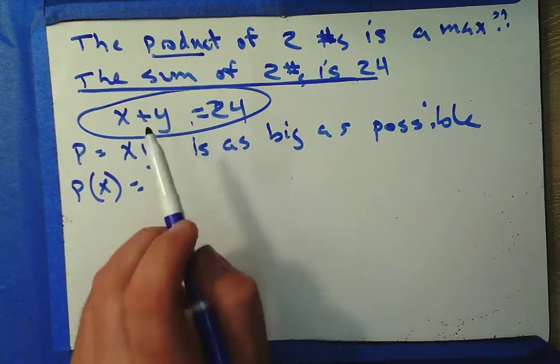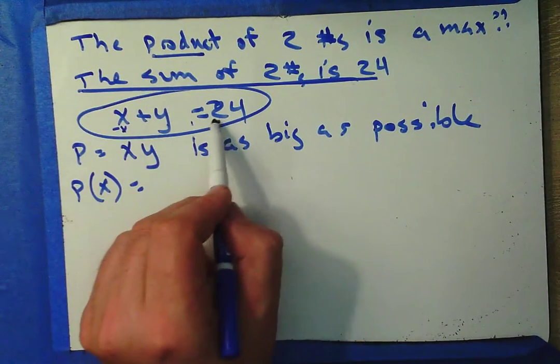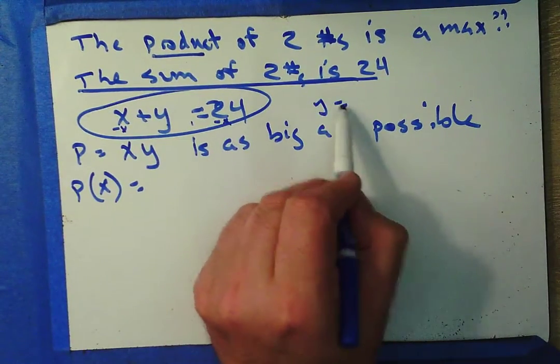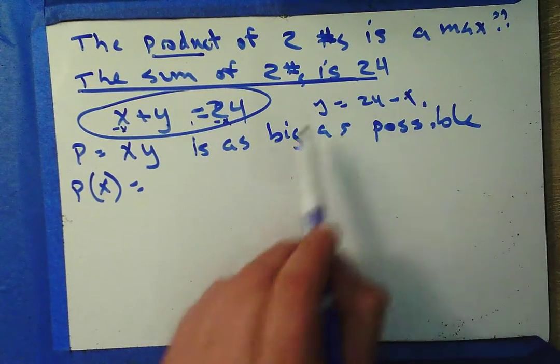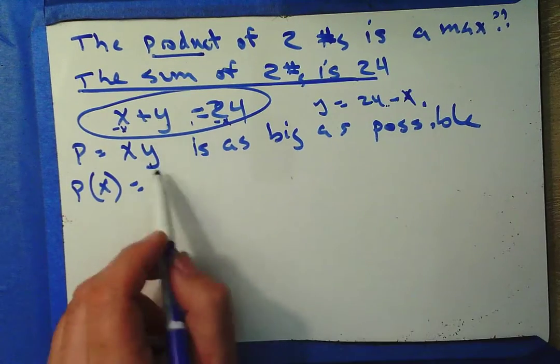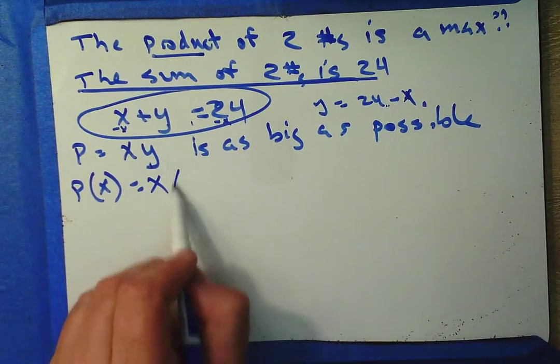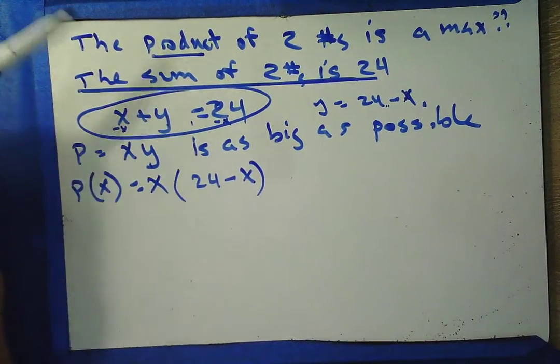And I'm going to solve this equation for y equals. I'm going to subtract x from both sides and get that y equals 24 minus x. And I'm going to replace this y over here with this 24 minus x. So my product equation is now x times 24 minus x. Let's go through that again.